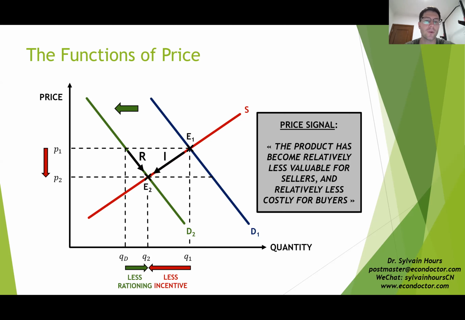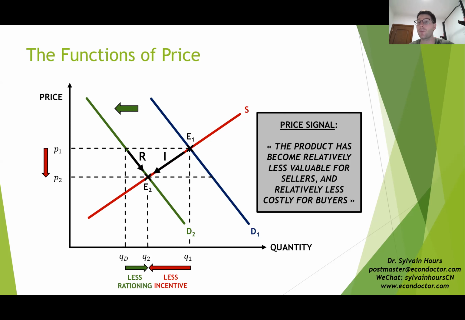And you see that, again, the combination of having less incentive and less rationing will eliminate the surplus. Again, surplus, we have more sellers than buyers, but less incentives means fewer sellers, and less rationing means more buyers. So at the end of the day, the surplus will be eliminated and the market will clear at a price of P2. Okay. So I feel like this explanation, this way of approaching the functions of the price mechanism is just easy to understand.